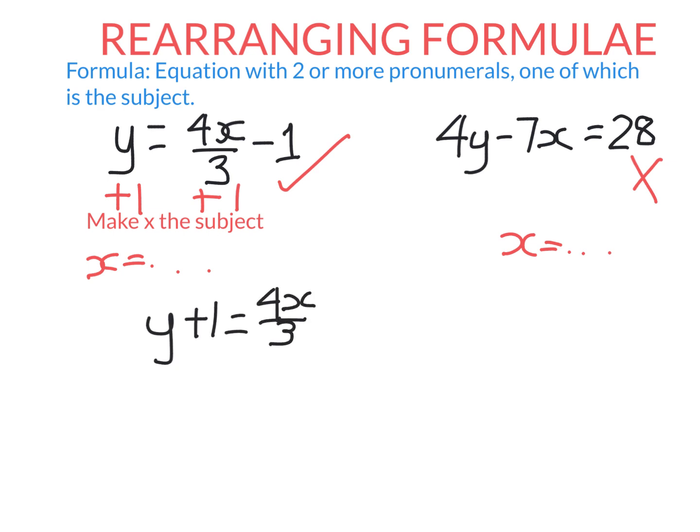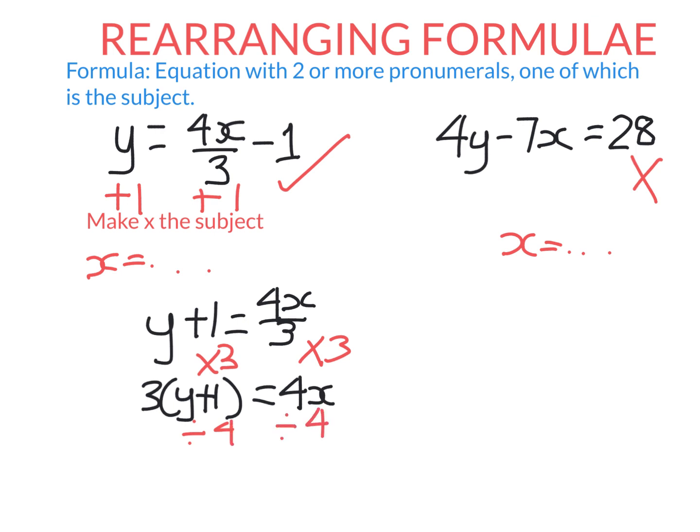So now I'm going to undo dividing by 3 by timesing by 3. So I need to times the whole shebang by 3. So it's 3 brackets, y plus 1 equals 4x. And then, of course, I want to divide each side by 4. So then I'm just going to be left with 3 lots of y plus 1 over 4 equals 4x divided by 4 is x. This is the same equation as that. They're equivalent equations, but here x is the subject.